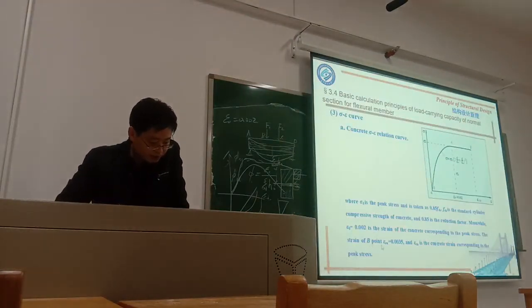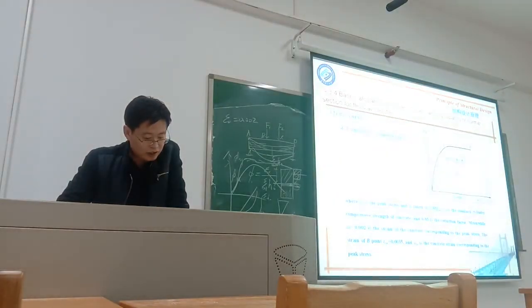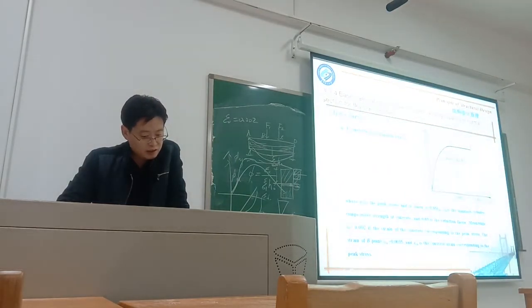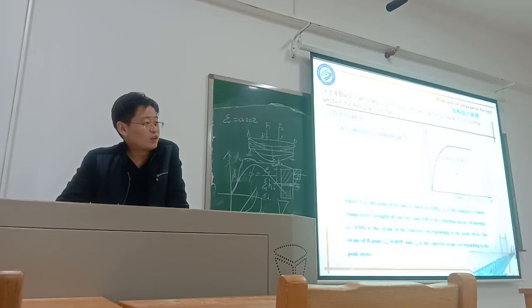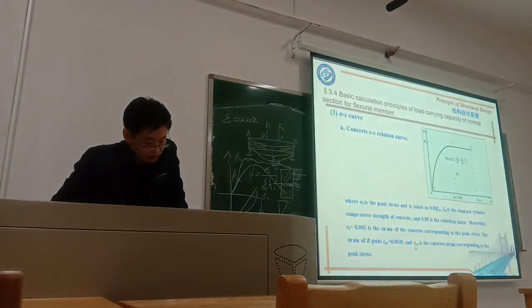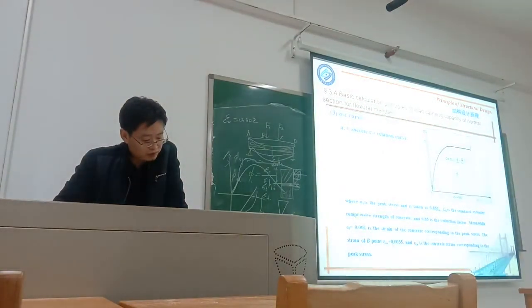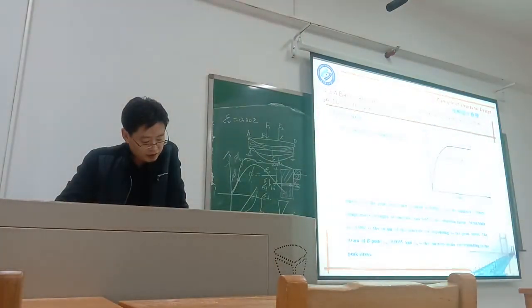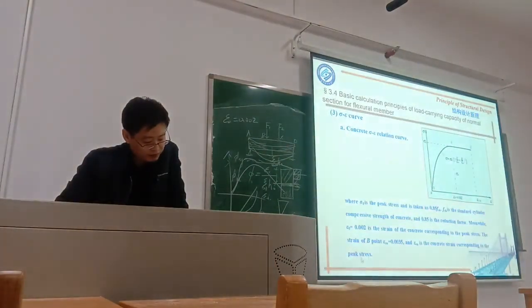The strain of the B point here is epsilon cu, which is the ultimate strain. That means once the strain is larger than that, the structure is already destroyed. This value is equal to 0.0035, and normally we use this value.